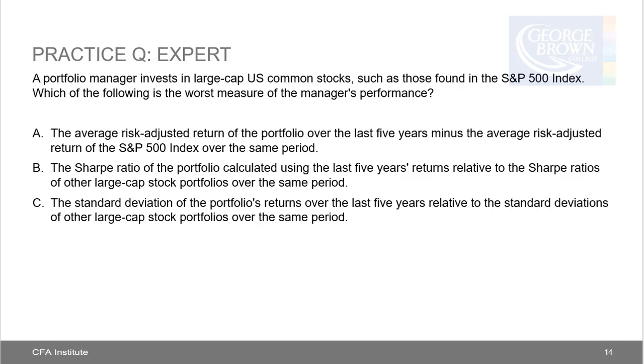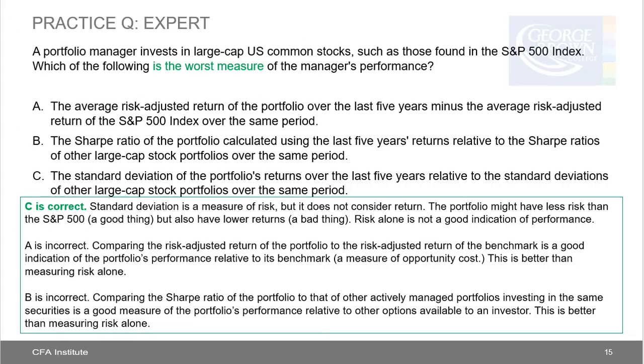B, the Sharpe ratio of the portfolio calculated using the last 5 years of returns relative to the Sharpe ratios of other large cap stock portfolios over the same period. Or C, the standard deviation of the portfolio returns over the last 5 years relative to the standard deviations of other large cap stock portfolios over the same period. So the correct answer is C. The worst measure of the manager's performance is C.